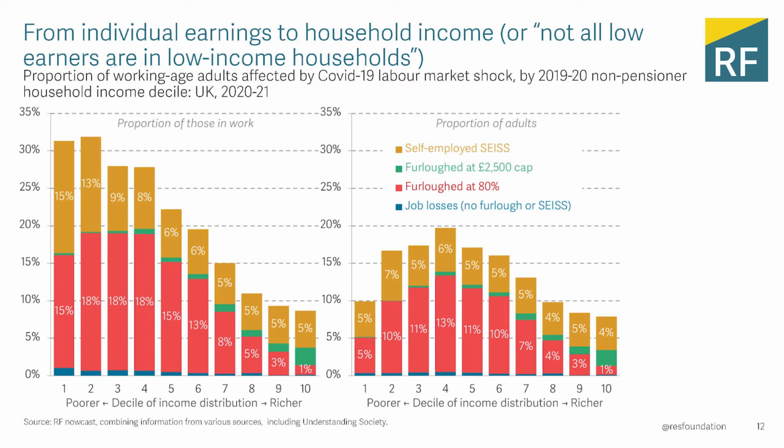But many adults in low-income households are not in work at all, and so they can't be affected by the labour market shock of the crisis. And this is reflected in the right-hand chart, which is showing amongst all adults in households how many have been directly affected by the labour market shock of the crisis. So it is still slanted towards the bottom of the income distribution, but it doesn't peak at the very bottom, because at the very bottom of the income distribution, there are quite a lot of non-working adults.